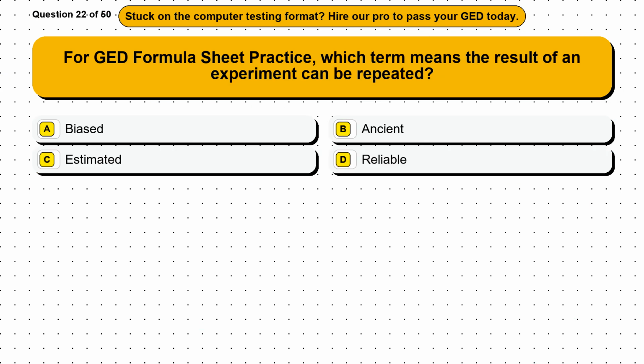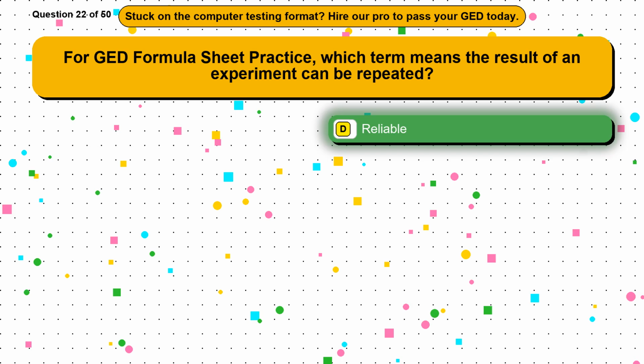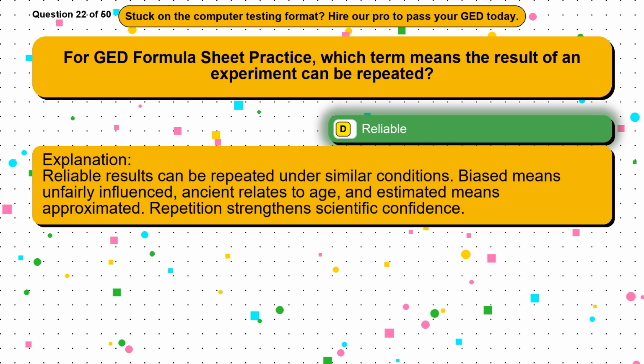Question 22. For GED formula sheet practice, which term means the result of an experiment can be repeated? Option A, biased. Option B, ancient. Option C, estimated. Option D, reliable. The correct answer is option D. Reliable. Reliable results can be repeated under similar conditions. Biased means unfairly influenced, ancient relates to age, and estimated means approximated. Repetition strengthens scientific confidence.